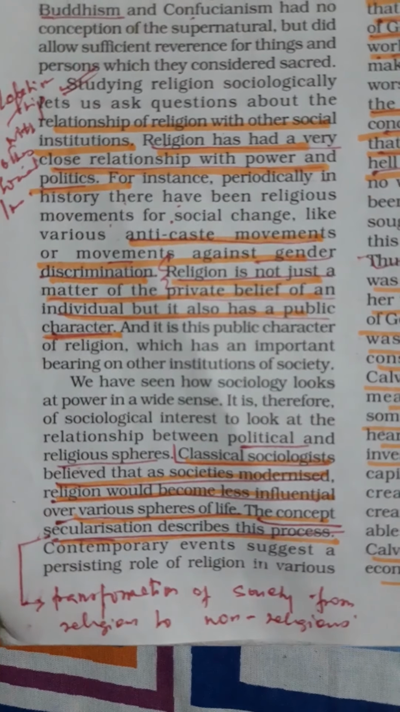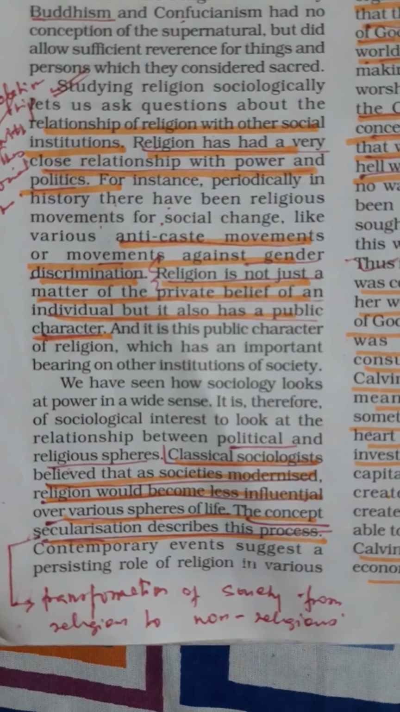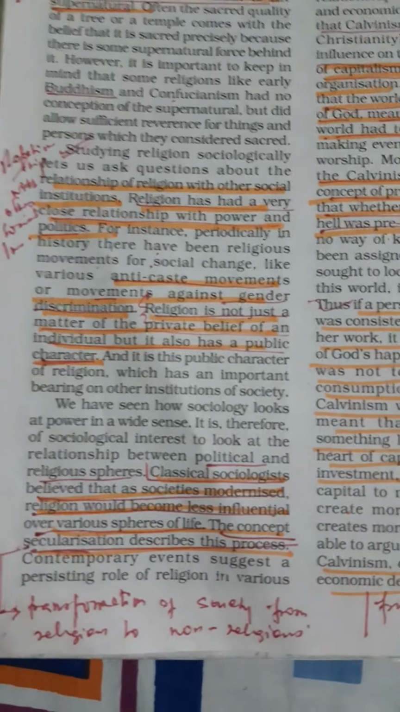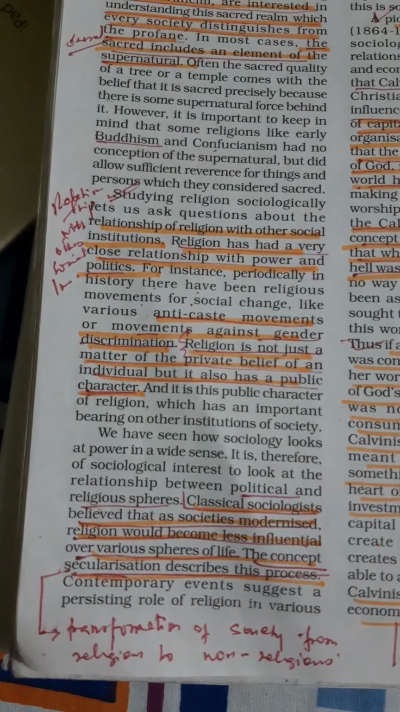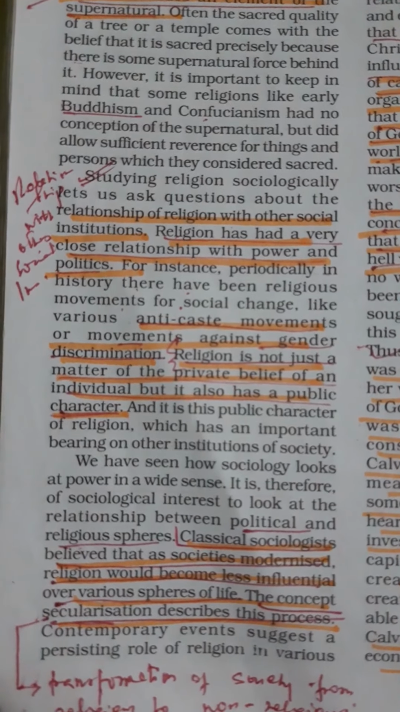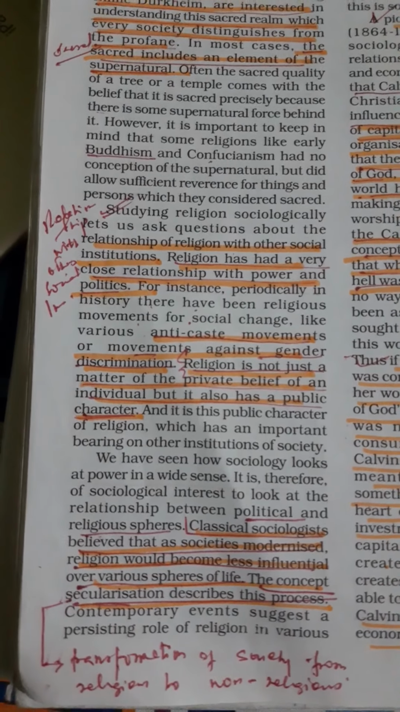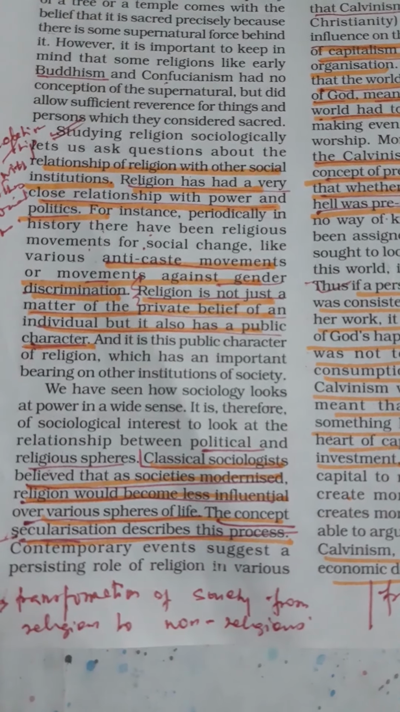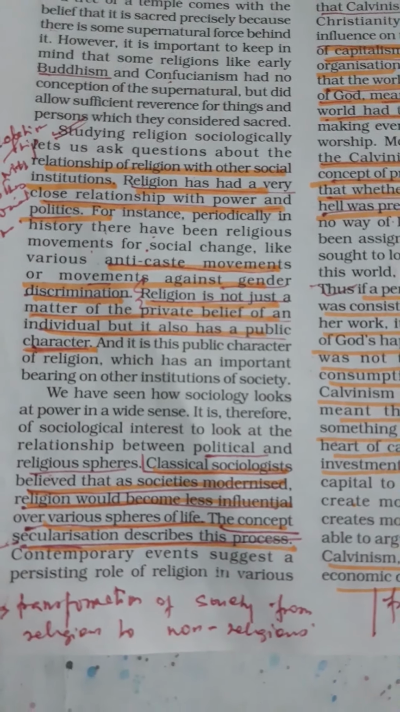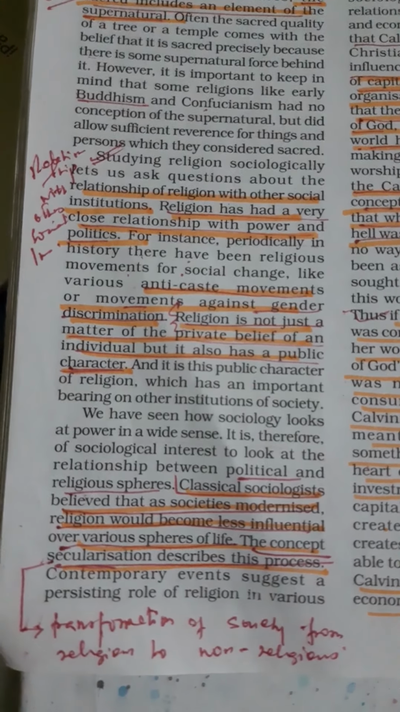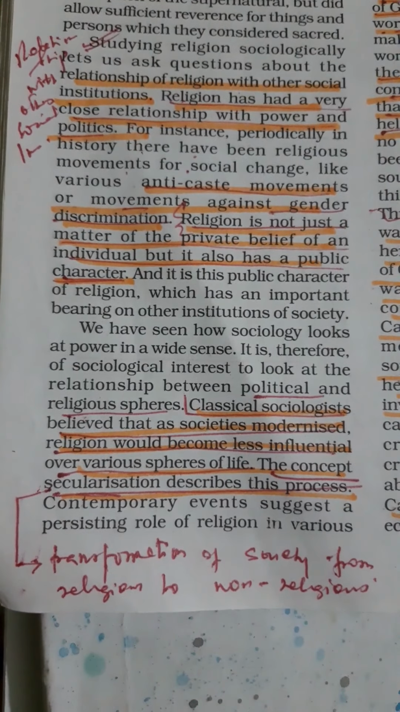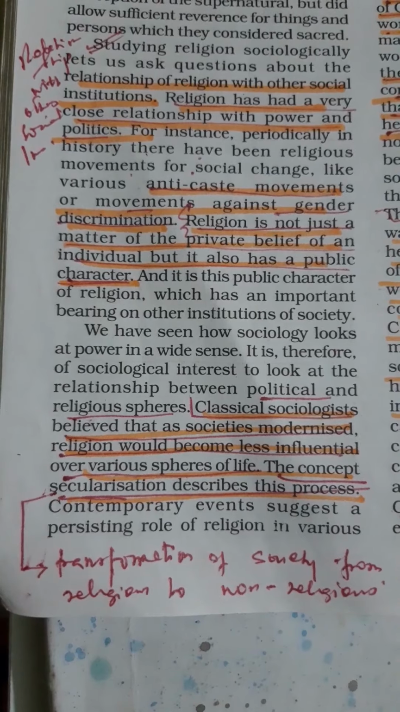So, studying religion sociologically lets us ask questions about the relationship of religion with other social institutions. Like we said earlier, religion has a relationship with many institutions. Religion has a very close relationship with power and politics. Like you have seen how political leaders use religion in order to get votes. So religion has a very close relationship with politics.